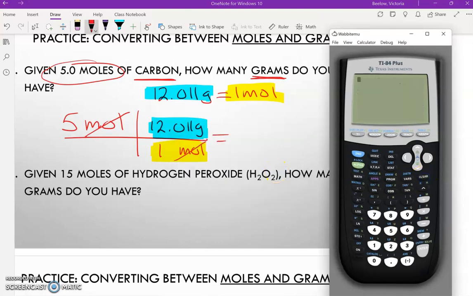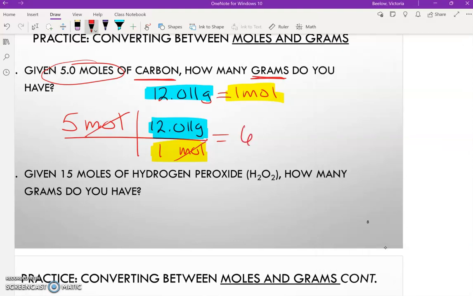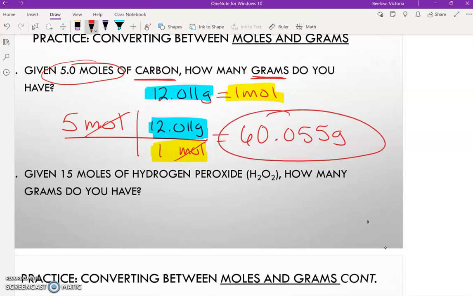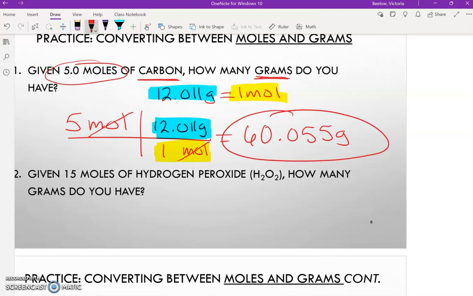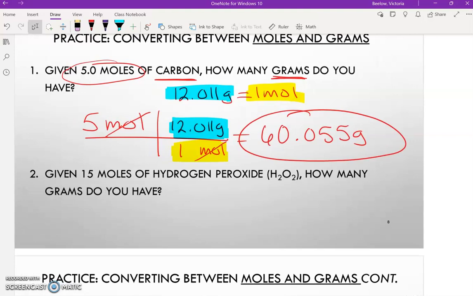Mathematically, I'm going to multiply everything in the top, 5 times 12.011, and then divide by the bottom. The bottom is 1, so my answer is 60.055, and our final units are grams. So that's for just an individual element. Now let's do an example where we have a molecule, or we could say we have a compound.